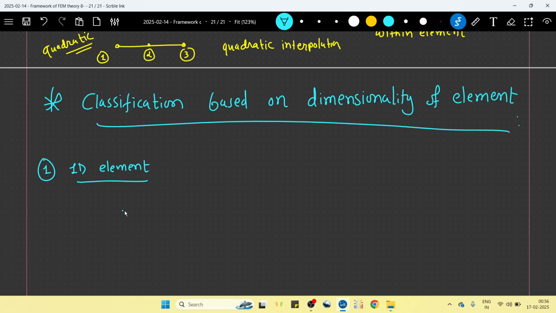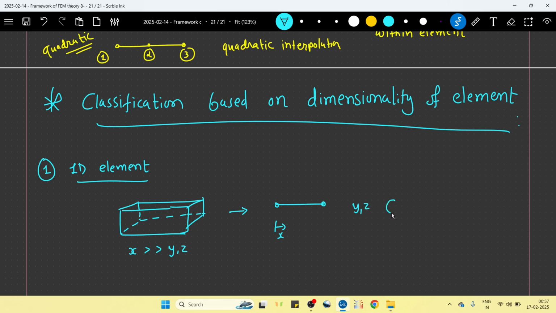Okay, for example, if we have a structure something like this, whose one dimension, let's take this length dimension x, is very large compared to the other two dimensions y and z, then we can represent this structure as a 1D element with only x coordinate. So what about the other two dimensions? We represent those other two dimensions as cross section properties or element properties.